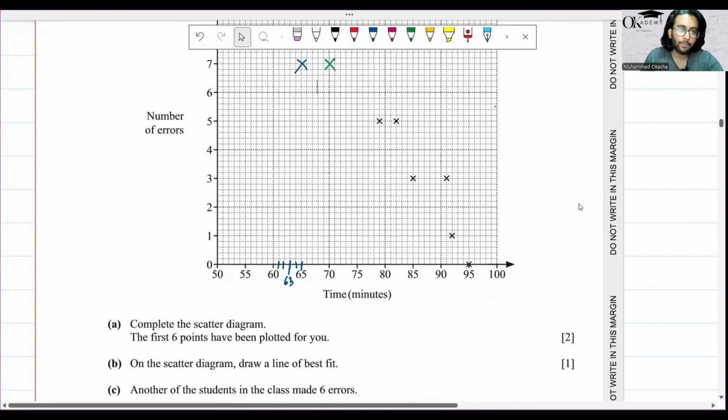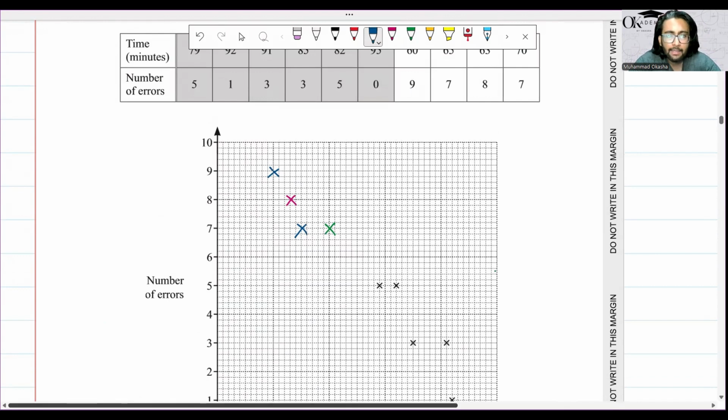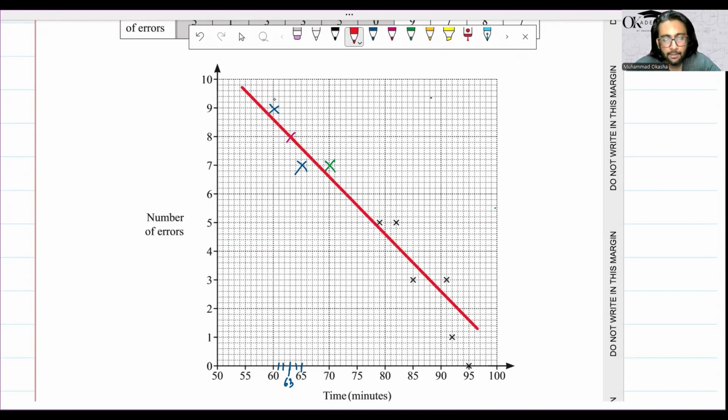Next, part B. We're done with part A. On the scatter diagram, draw a line of best fit. Well, what do you even mean by a line of best fit? It means a line that, as accurately as it can, depicts the trend. I think, and yours could be different, that's totally fine, it should be close to as many points as possible. So I think my line should look like this.